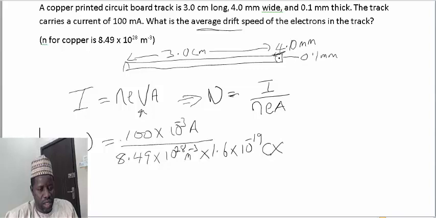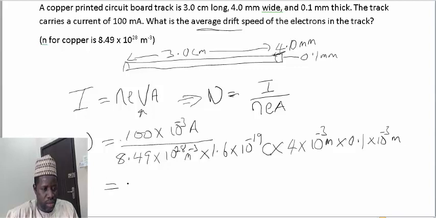The cross-sectional area is our width times the thickness here. The length is not participating in the cross-sectional area. So this is going to be 4 times 10 to the power minus 3 meter, that is the width, multiplied by the thickness, which is 0.1 times 10 to the power minus 3 meter.